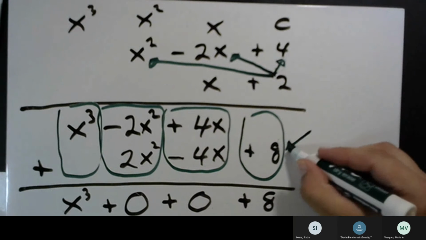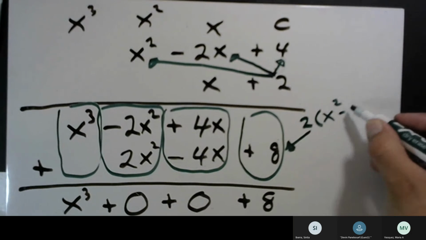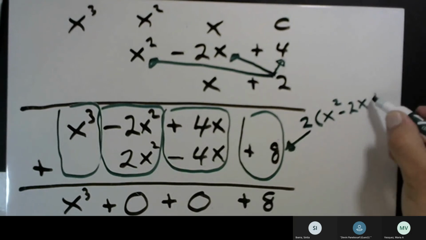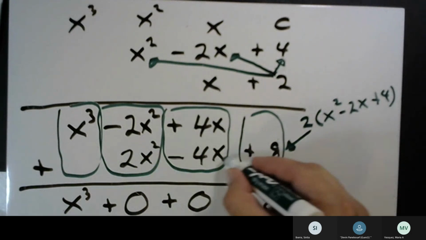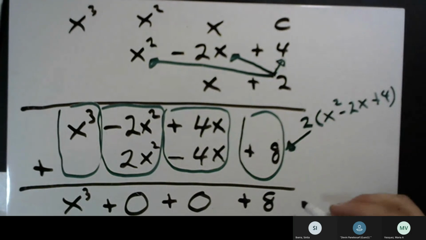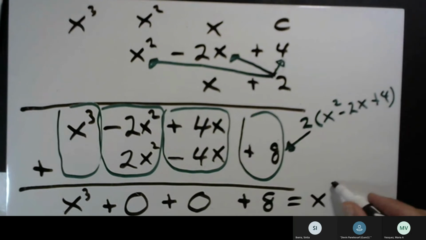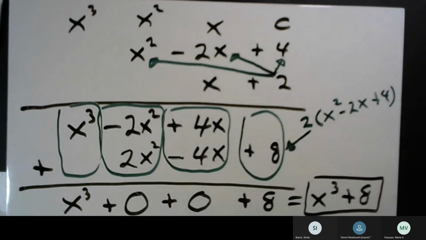And what we had here in this line was 2 times x squared minus 2x plus 4. And that's what gave us this here. And so we add it together, and we'll get x cubed plus 8. So that is the column method. Any questions about that?